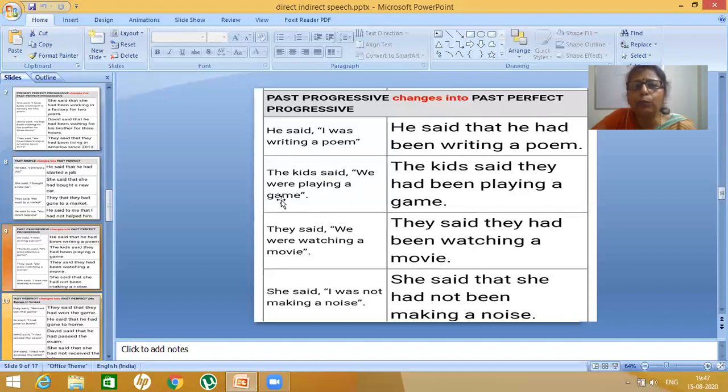The kids said, "We were playing a game." The kids said they had been playing a game. They said, "We were watching a movie." They said they had been watching a movie.